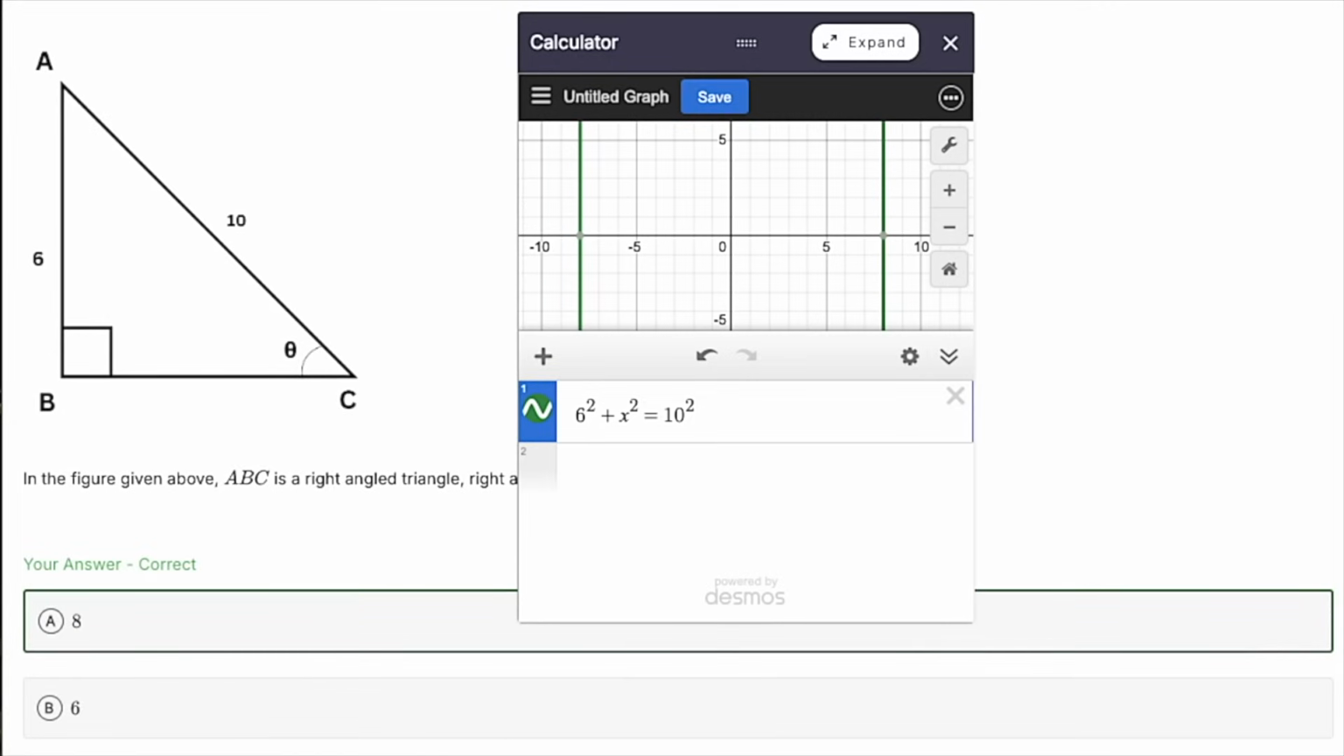You could also recognize this as a 3-4-5 triangle. This is a 6-8. Oh my God, why is that so thick? A 6-8-10 triangle. I told you they show up a lot.